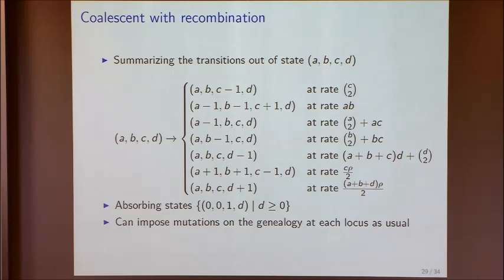And as usual, you can impose mutations on this genealogical process. Once you have this genealogical structure, this graph relating the sample, and so you have these marginal trees, you can just impose the mutations on each of these marginal trees as usual in the standard coalescent way.